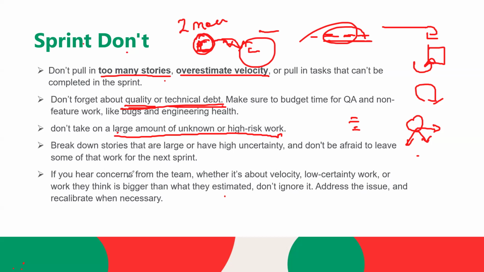Okay, and if you have any concern about the velocity, or a different kind of issue, or dependency, then you should not keep it with you only, you should highlight it. If you find anything within your team or outside your team, you should highlight it, not keep it with you only. Otherwise, it will impact the sprint goal. So all these things are there which we should not do.